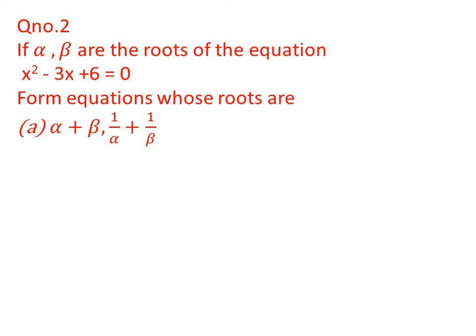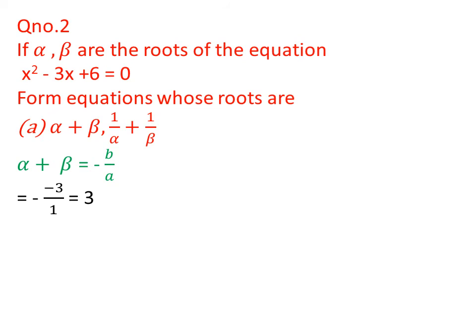In this question, alpha beta are the roots of the equation x square minus 3x plus 6 equal to 0. We have to find an equation whose roots are alpha plus beta and 1 over alpha plus 1 over beta. First of all, we will find the sum of the roots of the given equation. For this, we will write alpha plus beta equal to minus b over a. The value of b is minus 3 and the value of a is 1. By putting these values, we get the sum of the roots equal to 3.